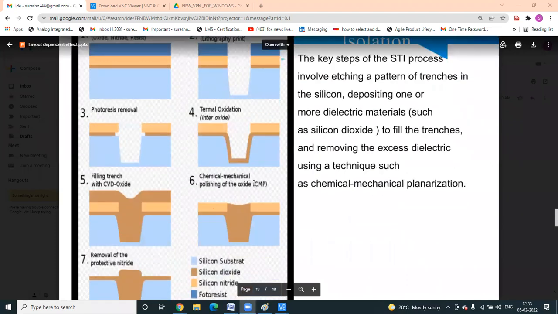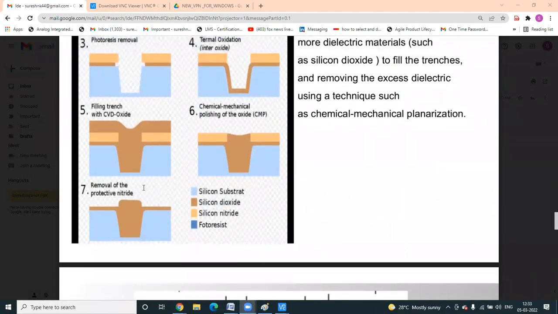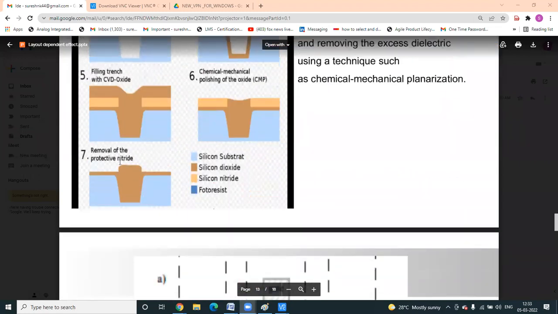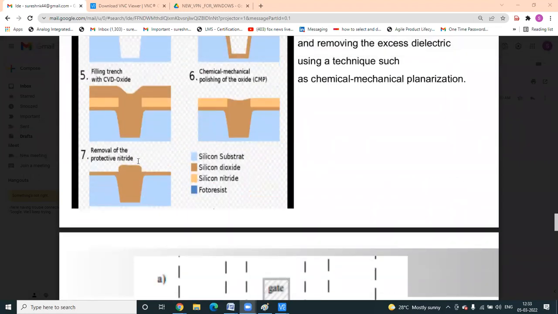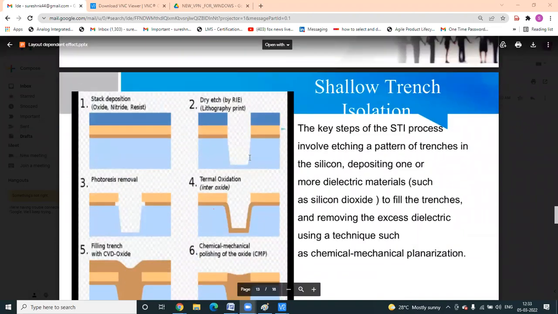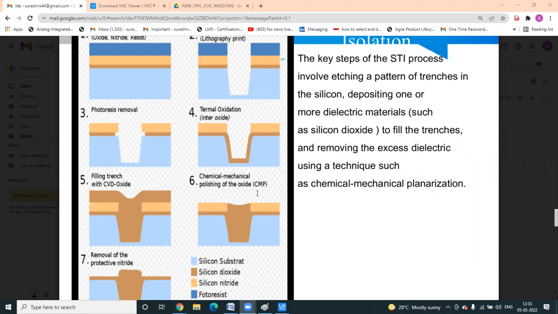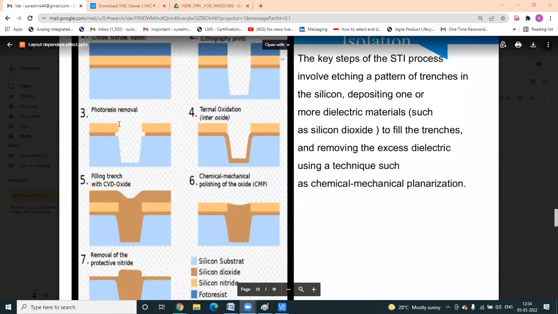Now this is about LOCOS. So generally, sometimes SiO2 layer or some metal, there will be nitride. This is also an insulator. SiO2 will be there, but they will use some nitride layer here on the side, because nitride will not react to the atmosphere easily. Protective nitride, see, this layer is called.